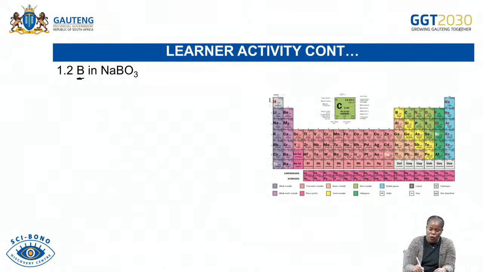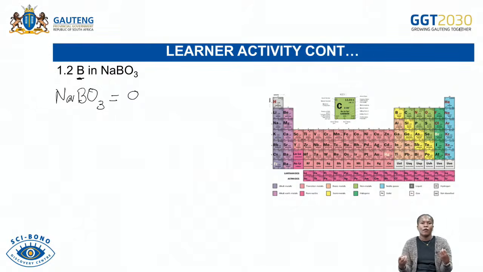So NaBO3 is equal to 0. We want to find B. Where is our Na? What is the oxidation number for sodium? Sodium is in group 1, which means that it will have a positive 1. So this is going to be positive 1.